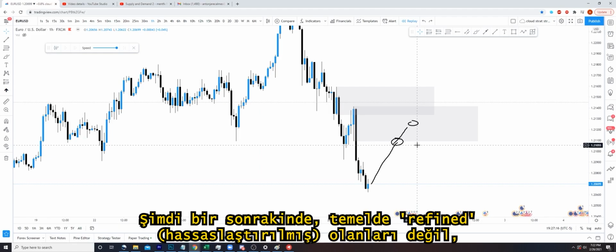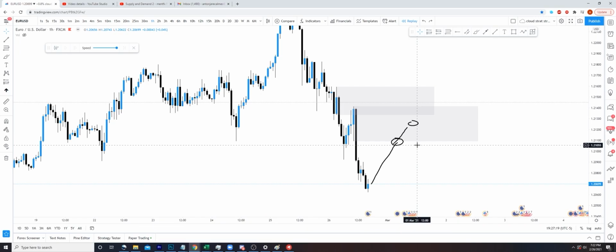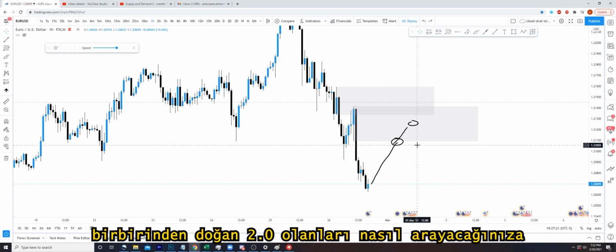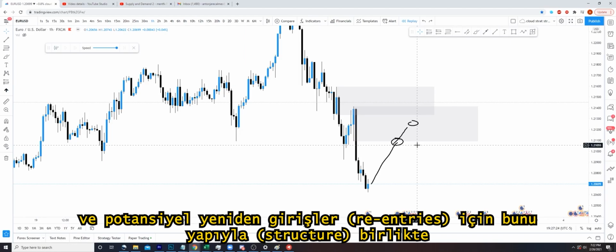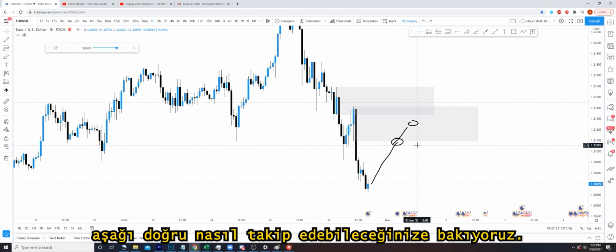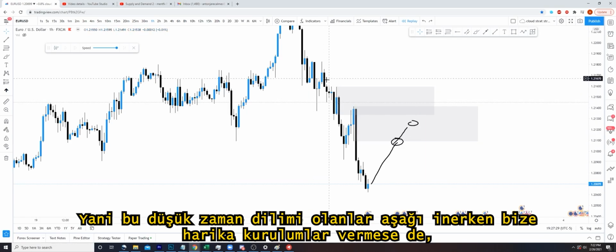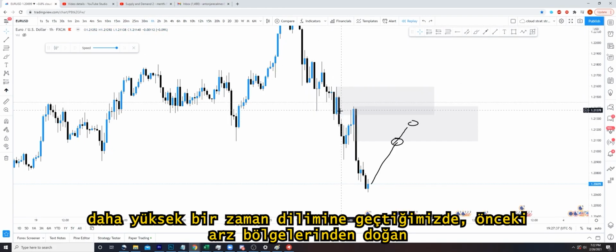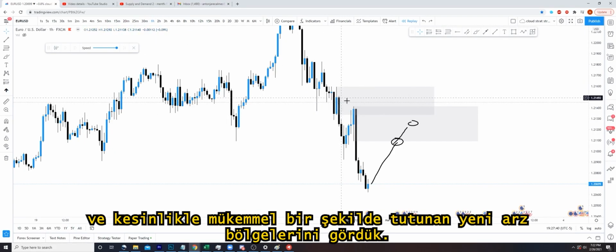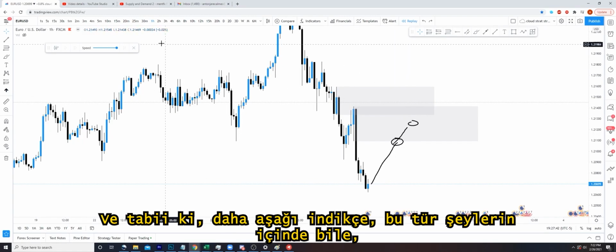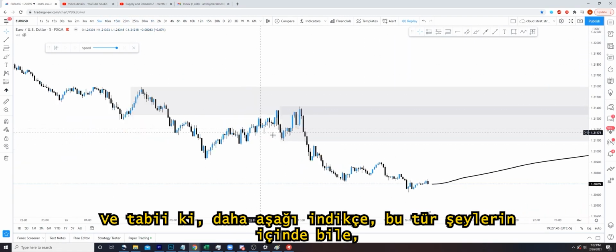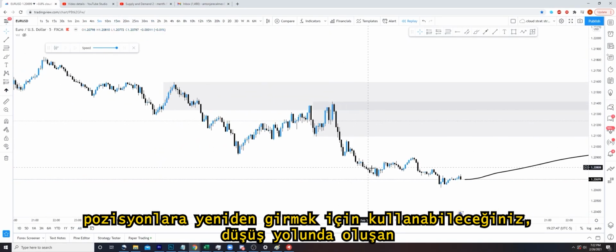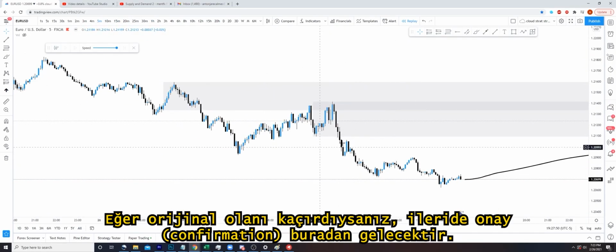Now, in the next one, this is basically how you look for not refined ones, but instead for 2.0 ones that form off each other, and how you can follow this down with structure for potential re-entries, right? So even though these lower time frame ones were not giving us great setups, as we got to a higher time frame, we saw the new supply zones forming off the previous supply zones that held absolutely perfectly. And of course, as you get lower, even inside this type of stuff, you begin to see supply zones that form on the way down that you can use to re-enter positions if you missed the original one. That is where confirmation will come from down the line.